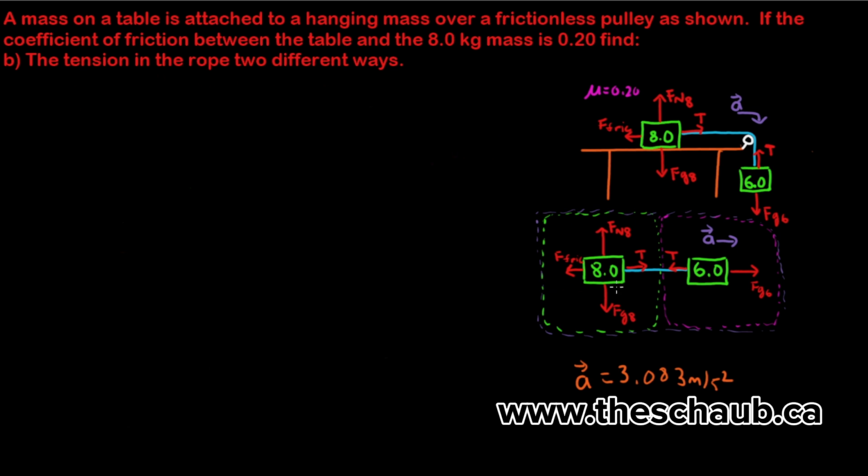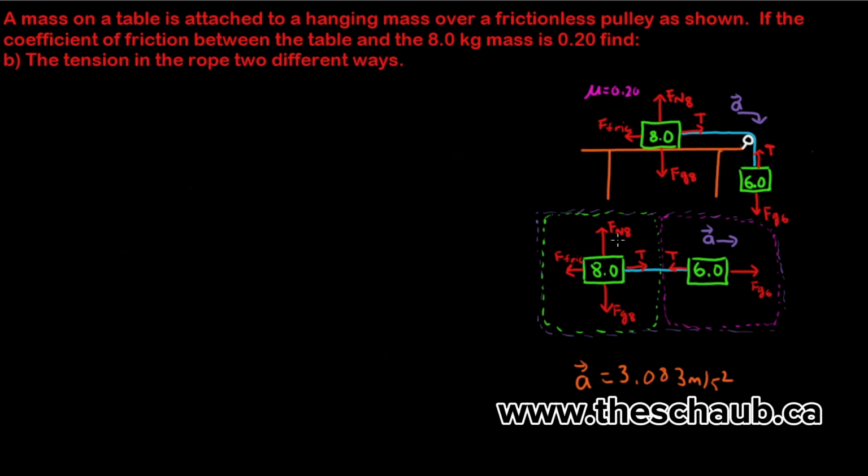So the acceleration of the entire system is equal to 3.083 meters per second squared. However, the acceleration of this individual system here due to the force of tension and the force of friction, and of this system here due to Fg6 and the tension, also need to accelerate at 3.083 meters per second squared. So by doing both sides, we can confirm that our acceleration was calculated correctly, because if our tensions are not equal, then we know there was a mistake with our acceleration.